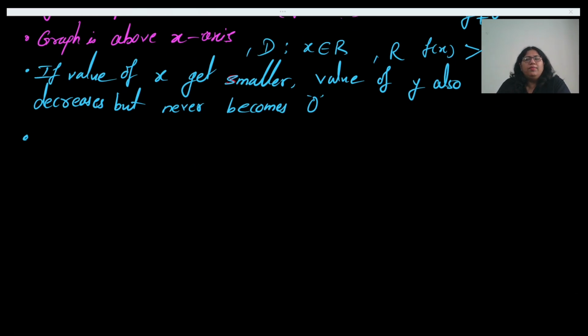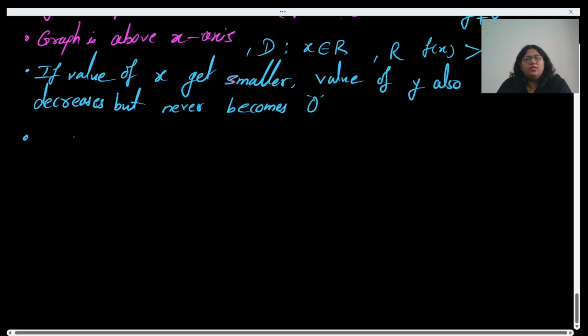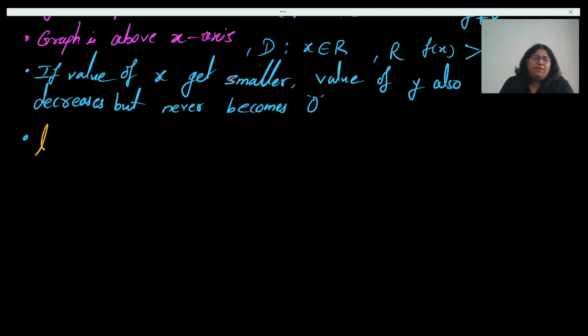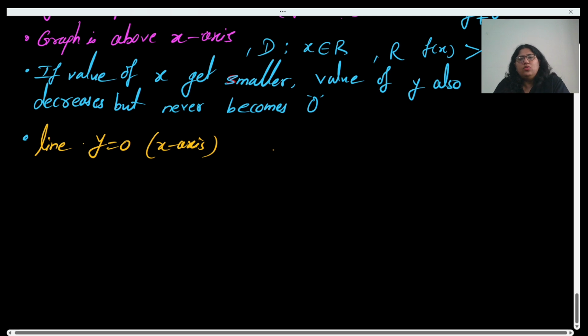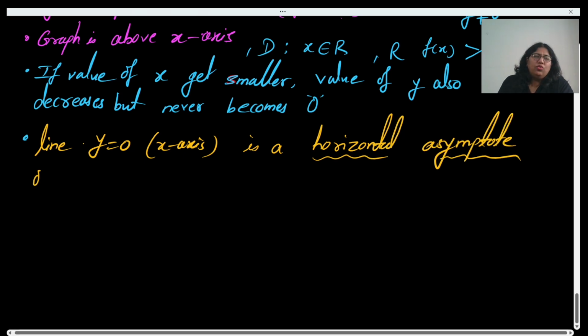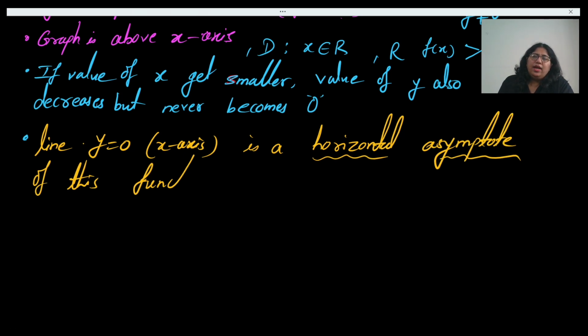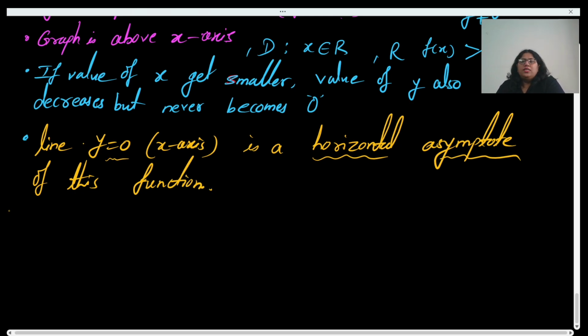So what will become here? We say that, because this is the equation of the line, if I say the line y equals 0, which is the x-axis, right? This equation of the line is known as a horizontal asymptote. So this is your new word here, asymptote of this function. You are getting y equals 0 as the horizontal asymptote.